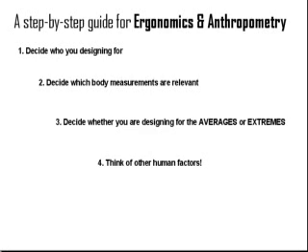Hi, in this second video, I'm going to go through step by step how we can design by taking into account ergonomic and anthropometry factors. Really, these are the four steps in which we design. The first part is we really need to decide who we are going to design for, which body measurements are relevant to our design, and the third step will be to decide whether we're going to generalize our design by taking averages, or are we going to design for a specific group of people under the extremes. And the last part is to consider other human factors that you have observed in your research.